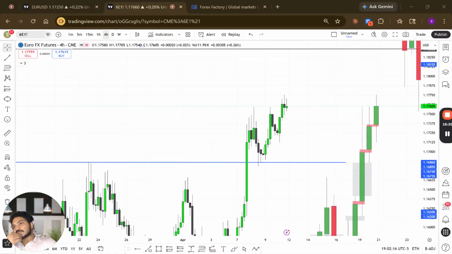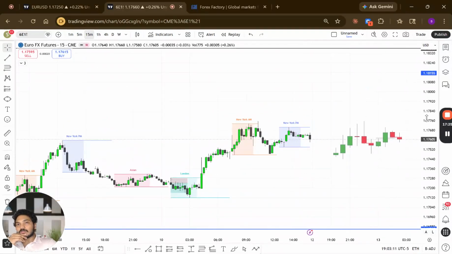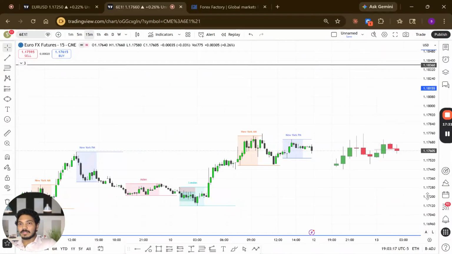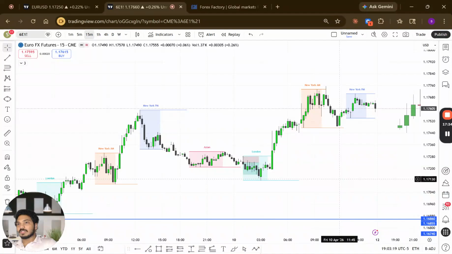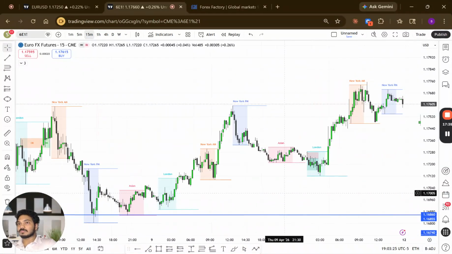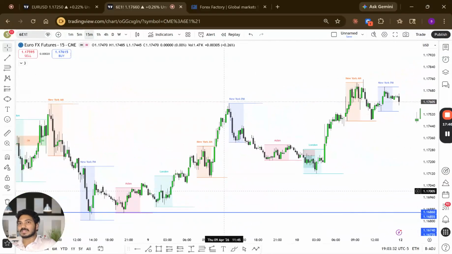is taken out. Now that we have our perspective on the drawn liquidity on both the daily and 4 hour time frames, let's drop to the 15-minute time frame to see what we can anticipate going further. So right here, these are the last 3 days of price action.